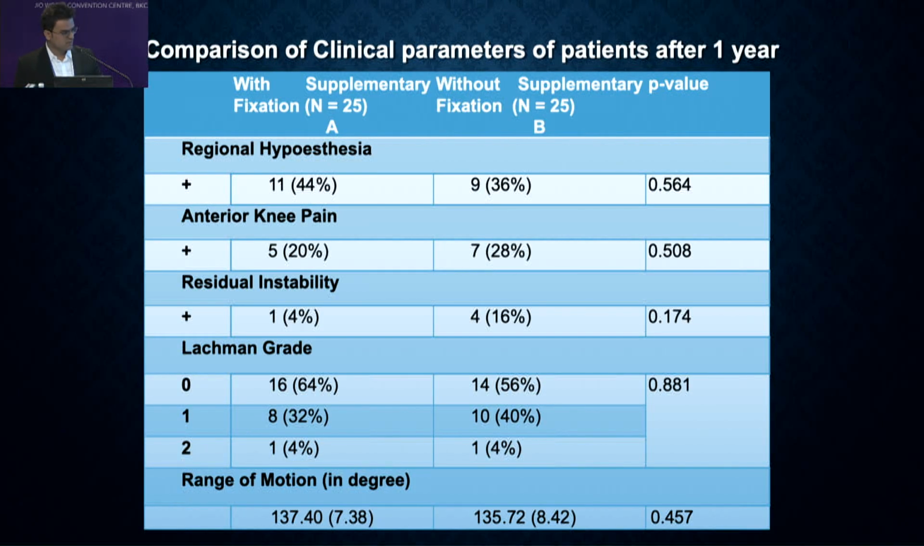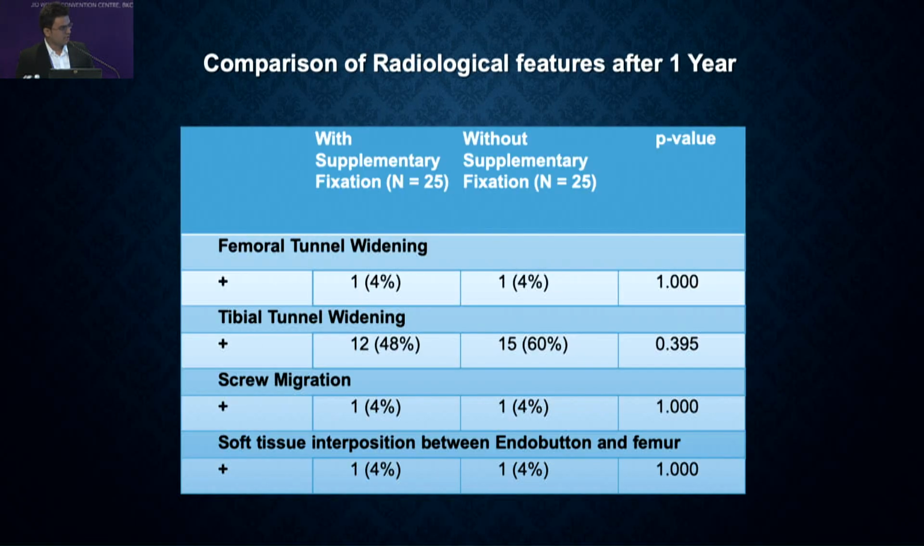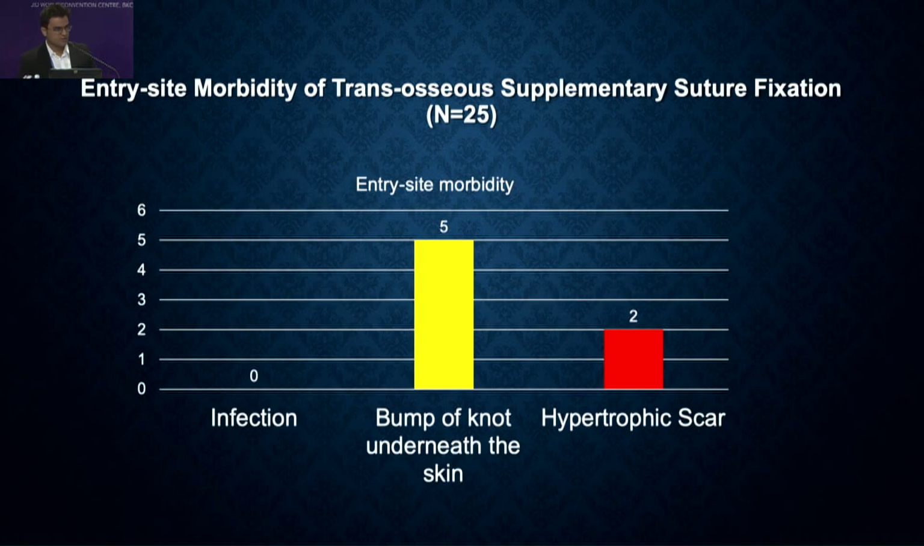On comparing the clinical parameters of the patients after 1 year and the radiological features after 1 year, the difference between both the groups was not statistically significant. Comparing the entry side morbidity of the trans-osseous suture fixation, 5 patients did have a bump of knot underneath the skin, and 2 patients had a hypertrophic scar after supplementary tibial fixation.